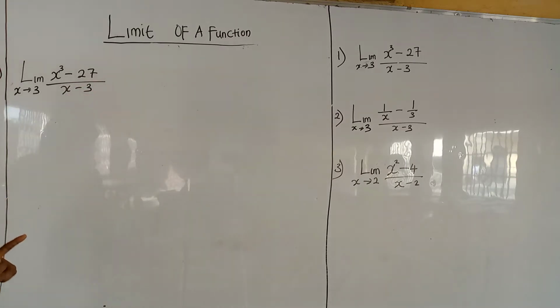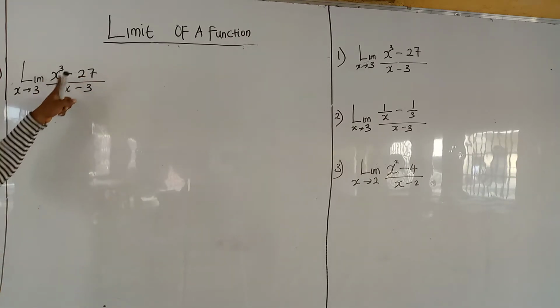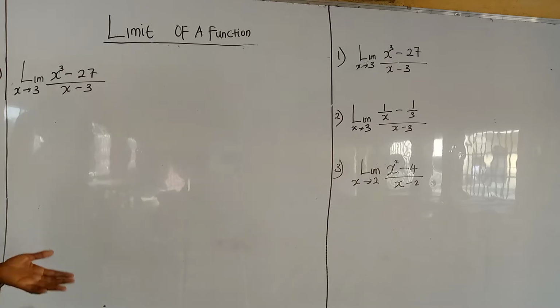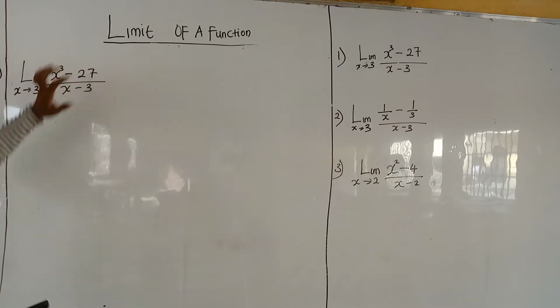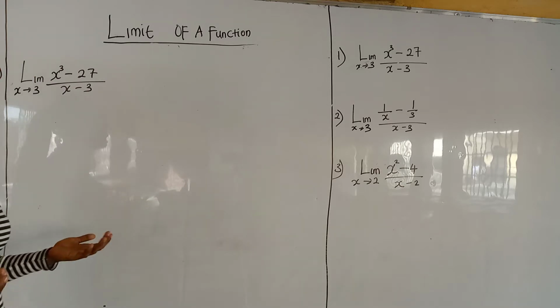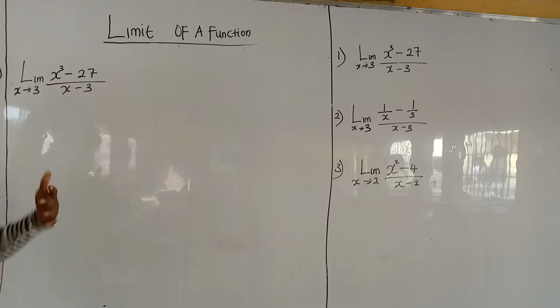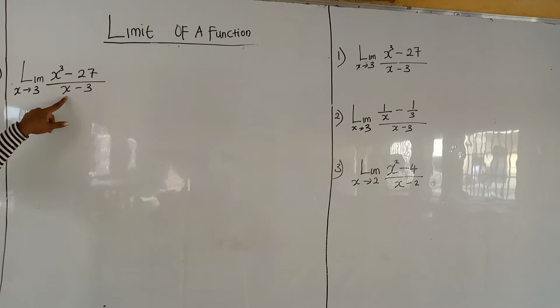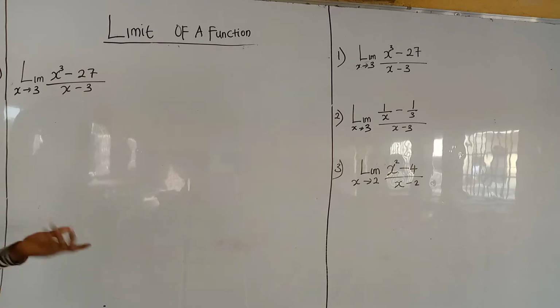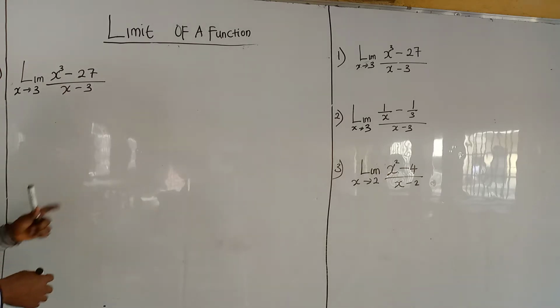So what you have to do, you have to factorize this out, because if you try to substitute the value of x directly as it is, you have an undefined solution. Looking at this, if you put 3 here, this will be 0, and any number divided by 0 is undefined. So you have to factorize this out.